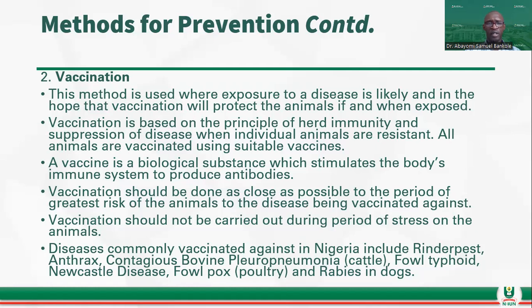Now, a vaccine is a biological substance which stimulates the body's immune system to produce antibodies. Vaccination should be done as close as possible to the period of greater risk of the animals to the disease being vaccinated against. Vaccination should not be carried out during periods of stress on the animals. Diseases commonly vaccinated against in Nigeria include rinderpest, anthrax, contagious bovine pleuropneumonia in cattle, fowl typhoid, of course Newcastle disease, and fowl pox, all in poultry, and rabies in dogs.